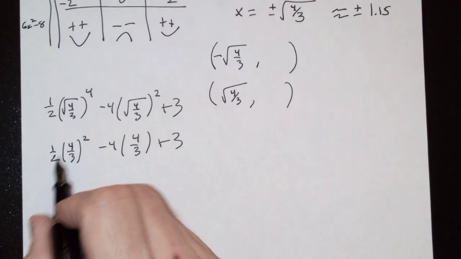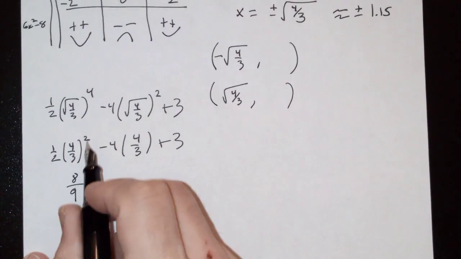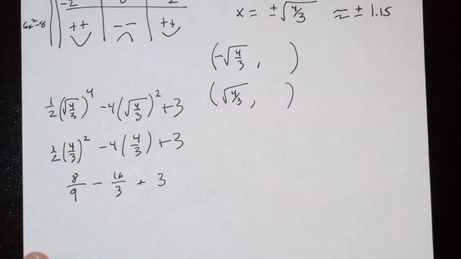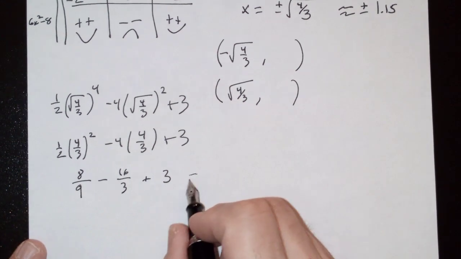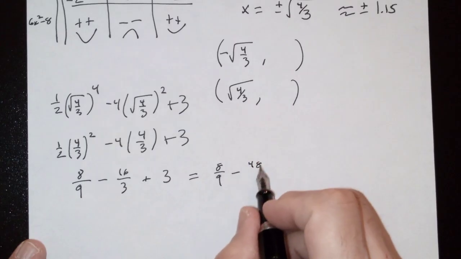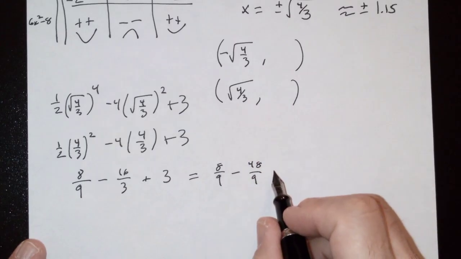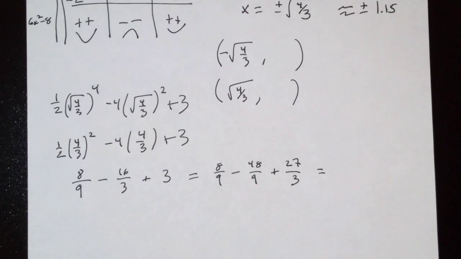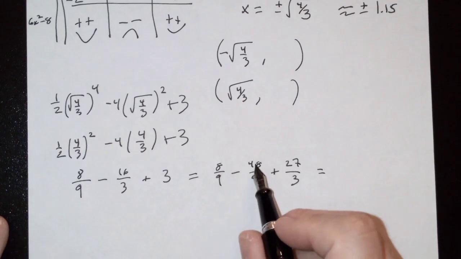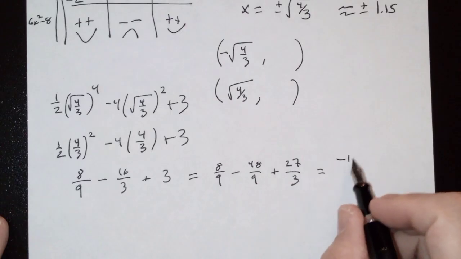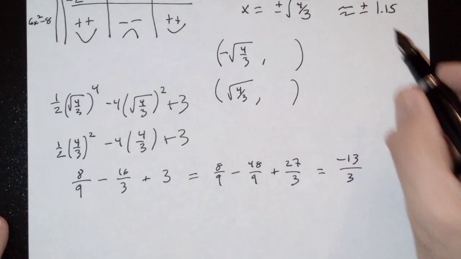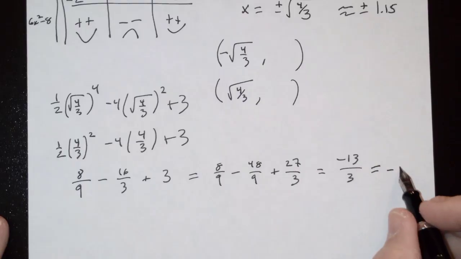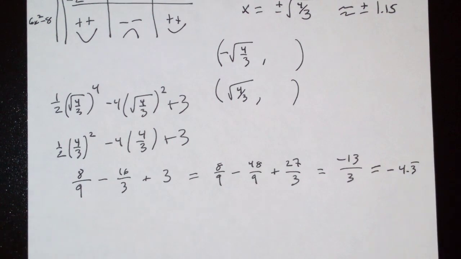4 squared is 16. Half of 16 is 8 over 9, because 3 squared. 16 over 3 plus 3. Common denominator is going to be 9. This is a negative number. 8 minus 48 is negative 40, plus 27 is negative 13 over 3. If you took this decimal and plugged it in, you'd get negative 4.3 repeating. You could use that as well.